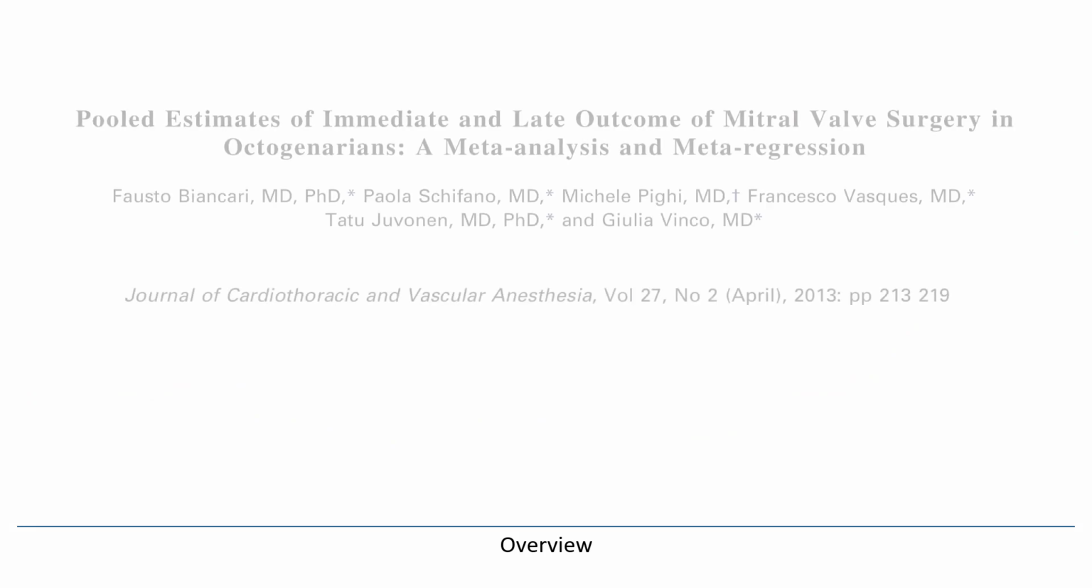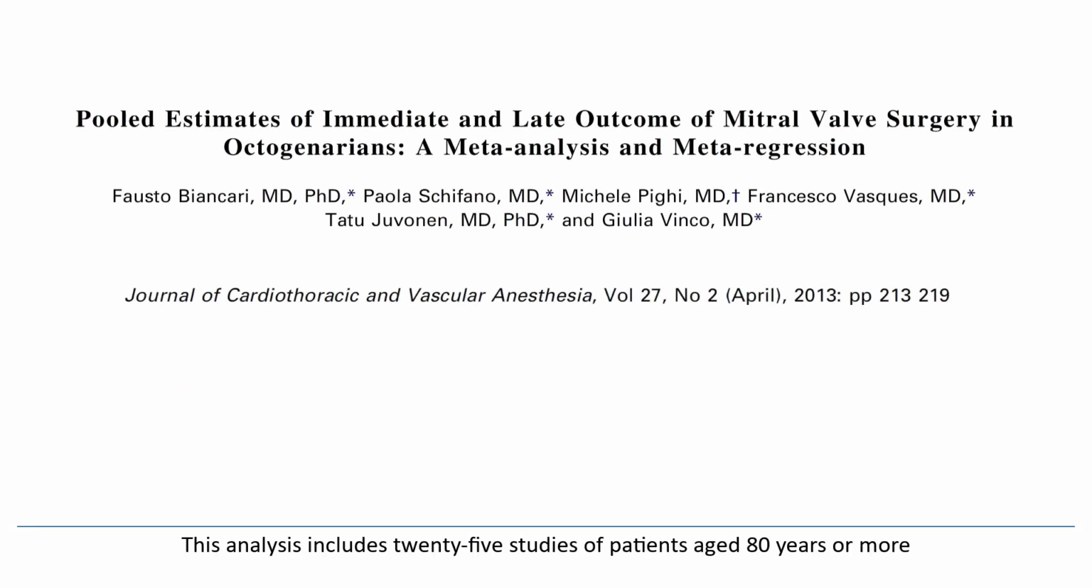Overview. This analysis includes 25 studies of patients aged 80 years or more undergoing surgery for mitral valve repair or replacement. The outcome was the proportion of patients who died during or immediately following surgery. The results of this analysis will be generalized to comparable studies, and so the random effects model was employed for the analysis. The analysis was performed using a logit transformation of the data.